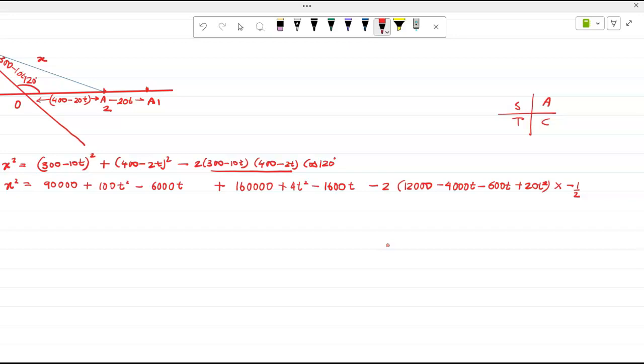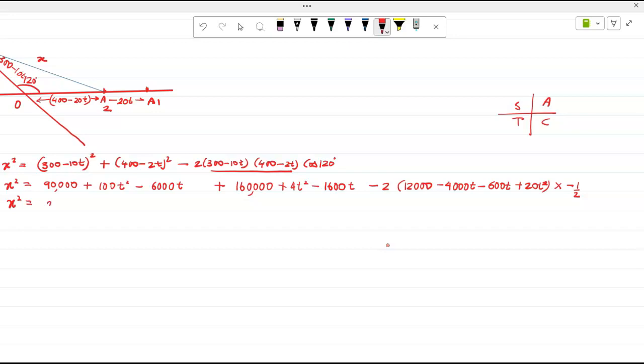So now my question was, can I multiply 2 by 300 minus 10t, and whatever I get for that, then multiply that by 400 minus 2t? Yes, you can, we can do all that. We're not discussing all the methods, you won't be able to finish the sum.